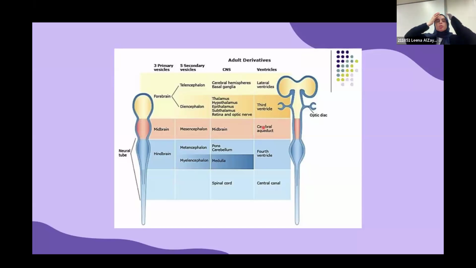The forebrain is at the top, the midbrain goes in the middle, the hindbrain goes at the bottom, and you're really going from cerebral hemisphere all the way to the medulla, which is the bottom part of the brain or CNS structure. And the ventricles are as well. You're going from lateral to third to cerebral aqueduct to fourth ventricle, and then the central canal. So you're going to memorize it by how you organize it in your brain. Okay.